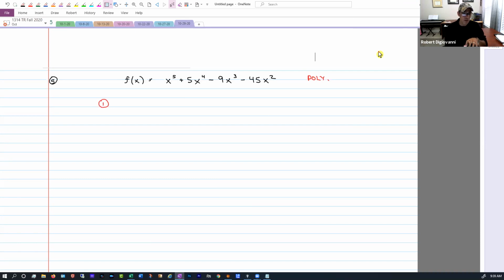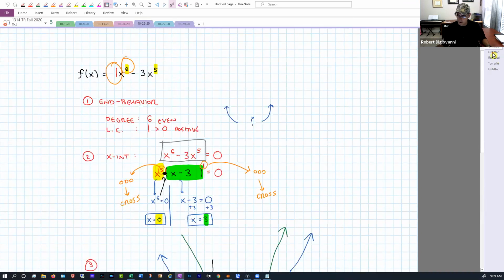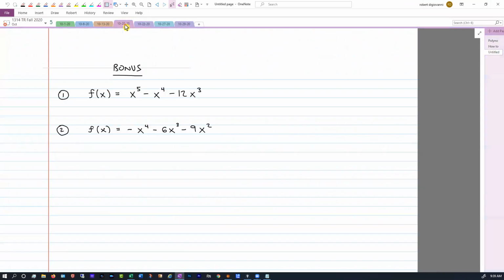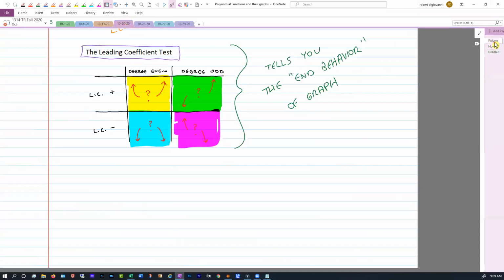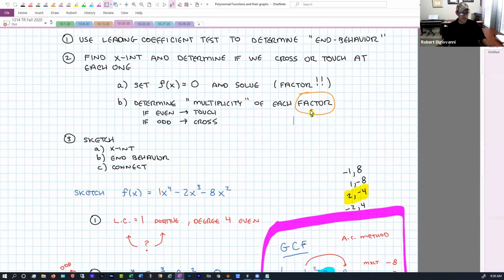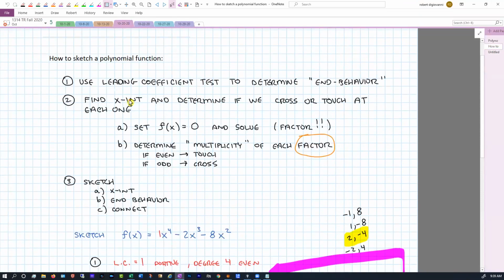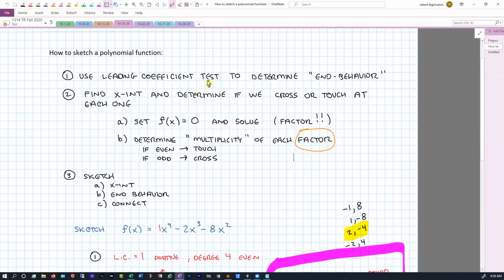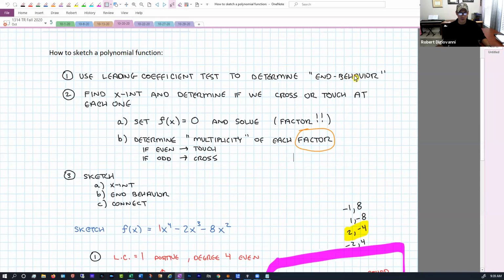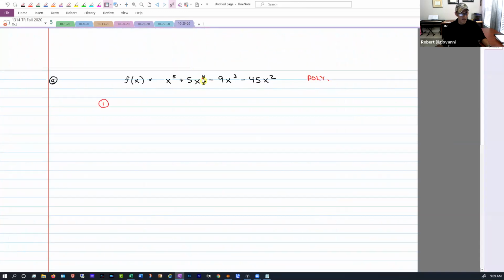So because it's a polynomial, Patrick, look back in your notes to see, maybe someone can help us here. The degree for the end behavior. Yeah, okay, so here it is. Here's how to sketch a polynomial function. Use the leading coefficient test to determine the end behavior, right? So that means I'm going to look at the degree of the polynomial, which is 5. I'll just write that down. The degree is 5.